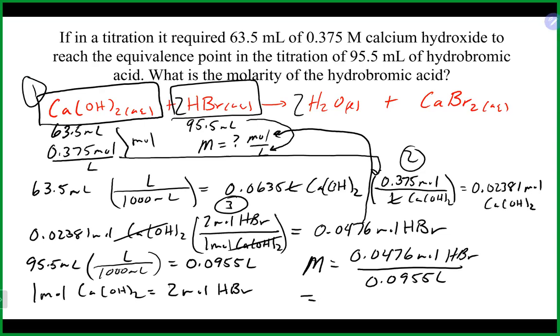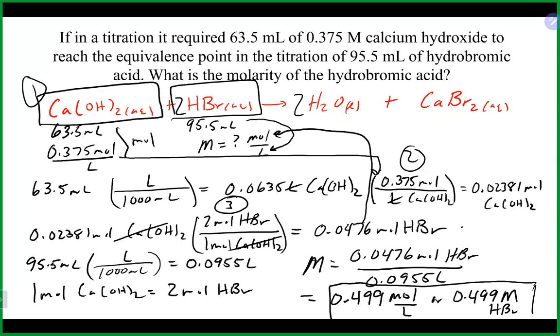Looks like 0.499. And again, the units don't cancel, so you can leave it as moles per liter. Or you can write 0.499 and put the big M back in there, HBr. And obviously this would be our fourth step. Instead of using molar mass to go from moles to grams, here we're going into the molarity equation. Any questions on any of those steps there?